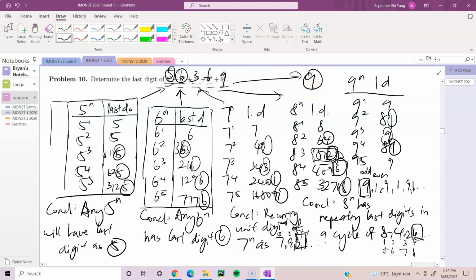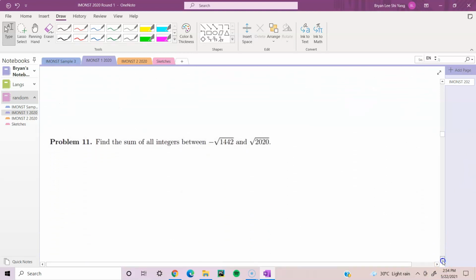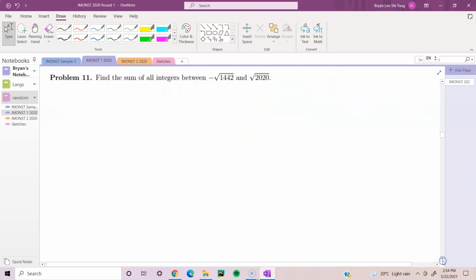Okay, so check if you have done it correctly. Now, moving on to question 11. So this question is counted as done, quite a long one. Now, find the sum of all integers between negative root 1442 and root 2020.